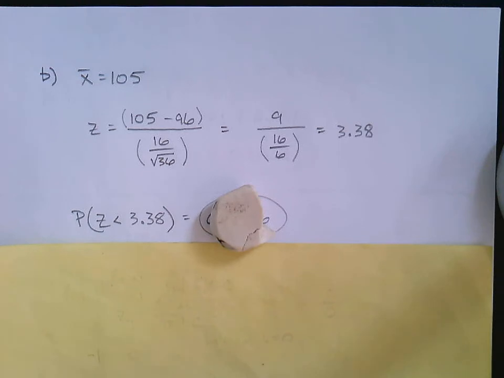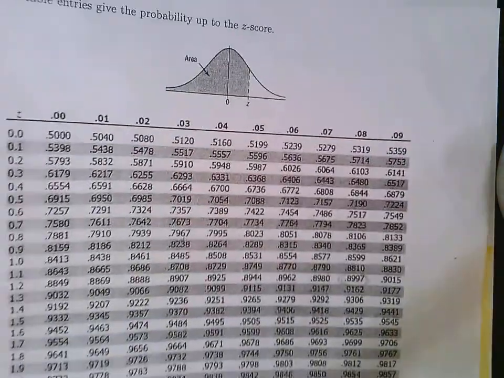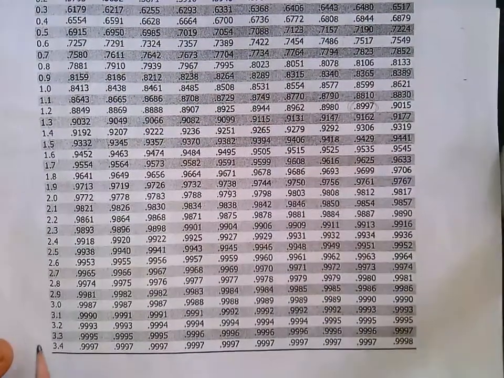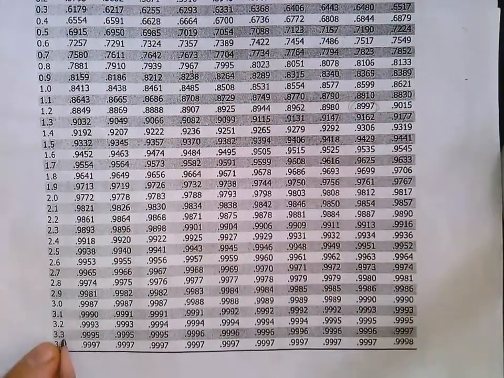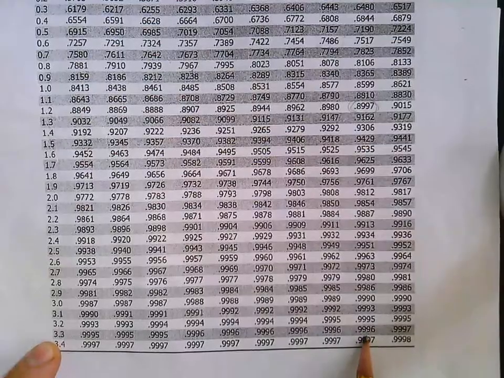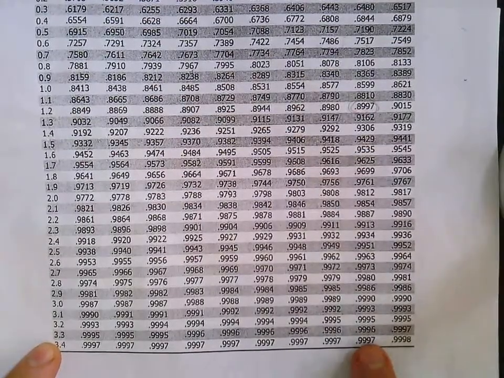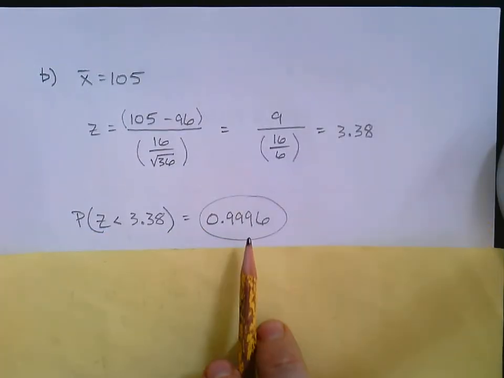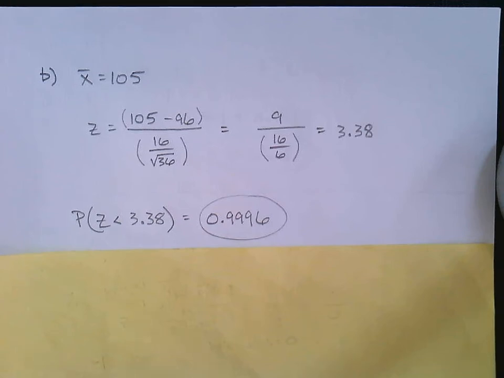Now this is getting pretty deep on our table. 3.38 is almost at the very bottom. There's 3.3. There's 3.38. 0.9996. That is almost to 100%. 0.9996.